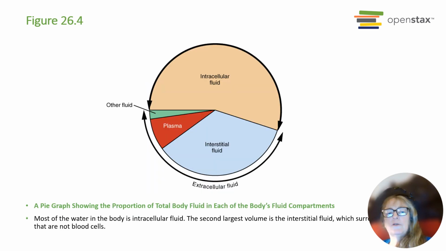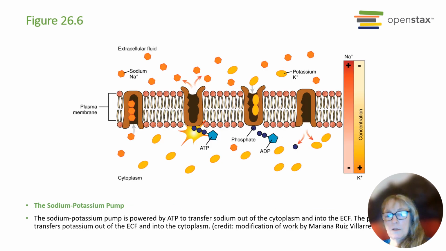Intracellular fluid, interstitial fluid. These pie graphs are kind of easy to understand. A whole bunch of intracellular fluid. You have plasma, other fluid, interstitial fluid. And next slide.